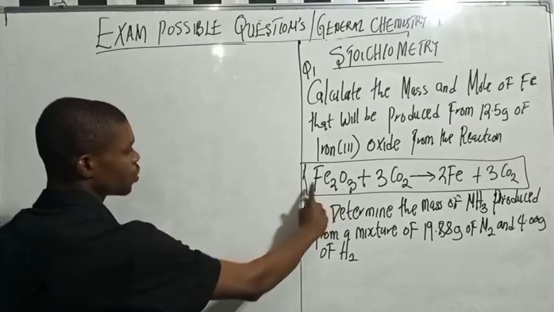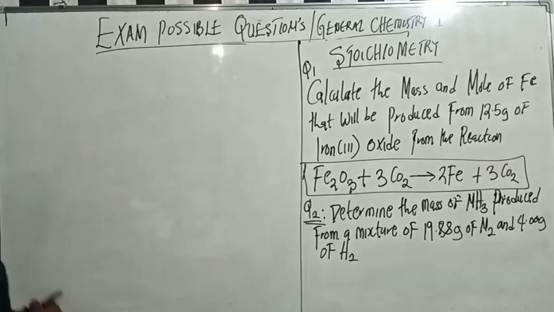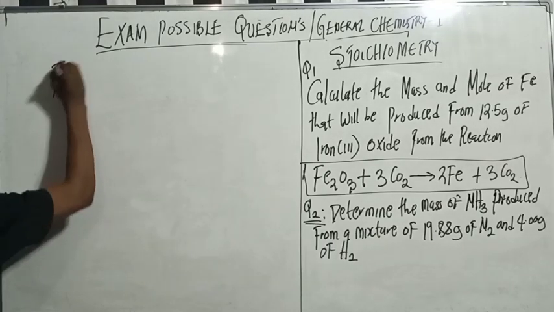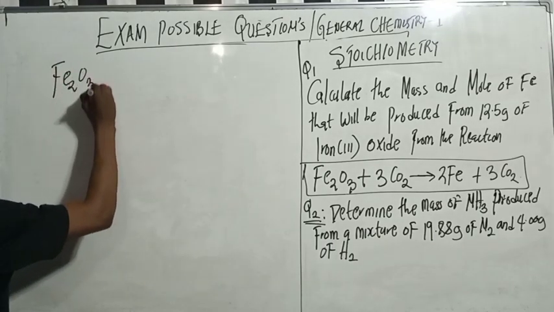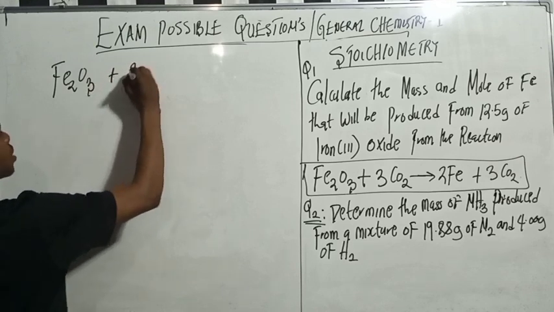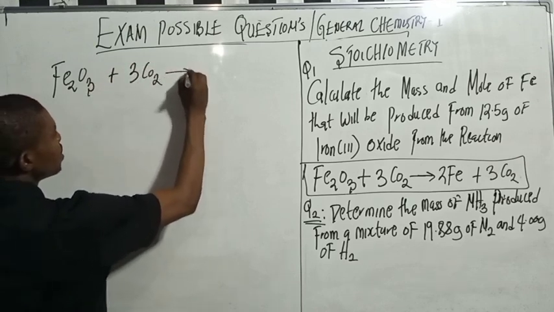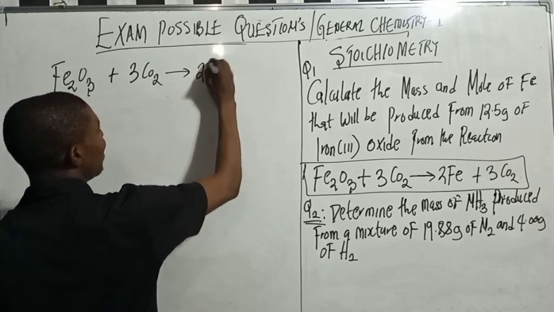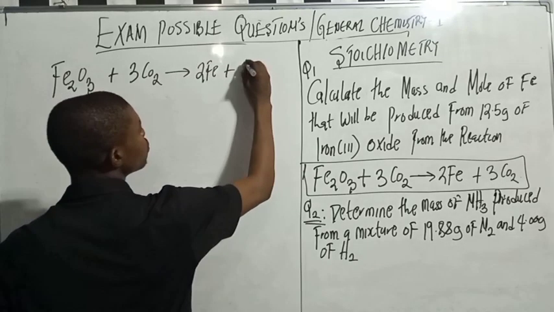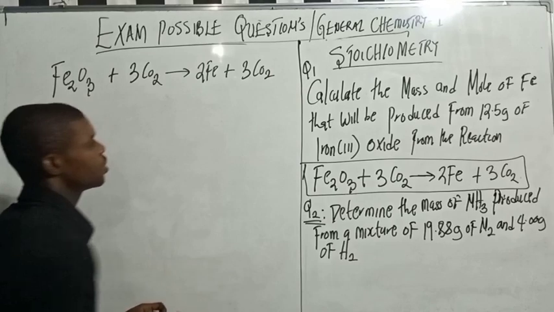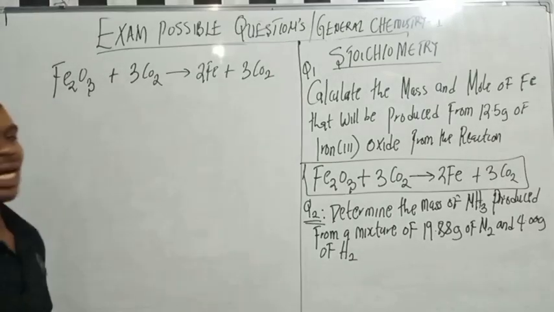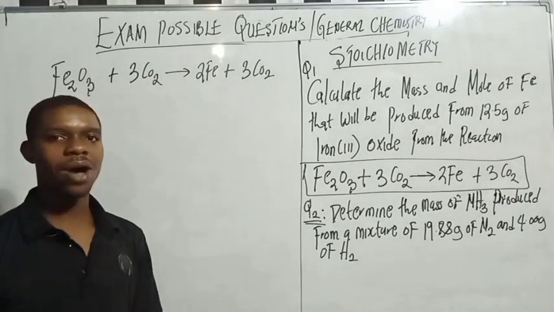So the first thing to do is to write out the balanced chemical equation. So you have Fe2O3 plus 3CO giving you 2Fe plus 3CO2. After you write it out, you want to write the balanced mole and the balanced mass. So here we have mole and here we have mass.